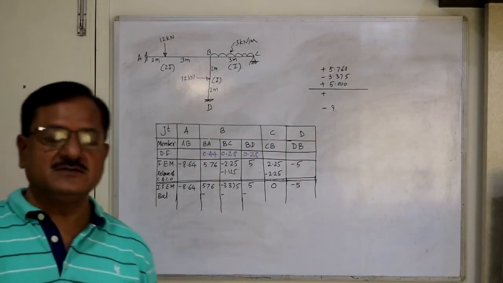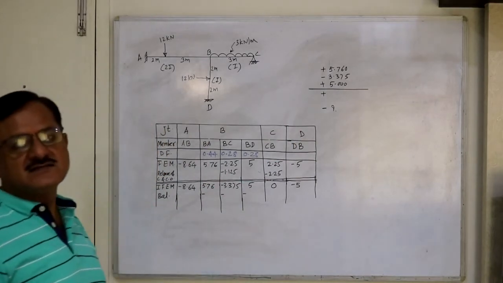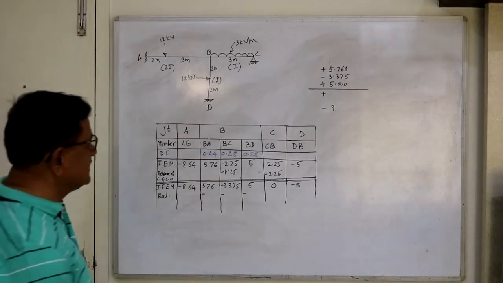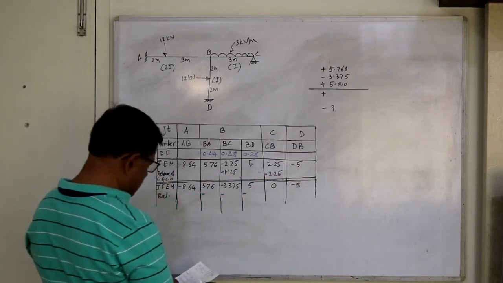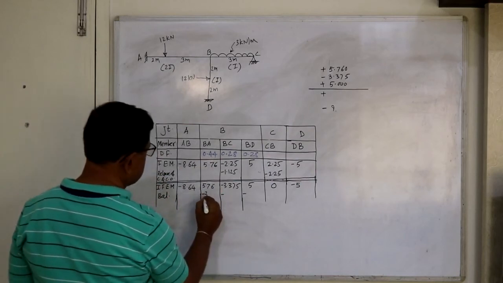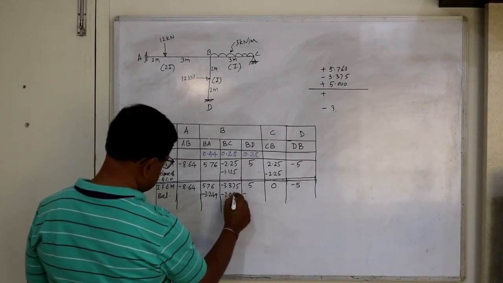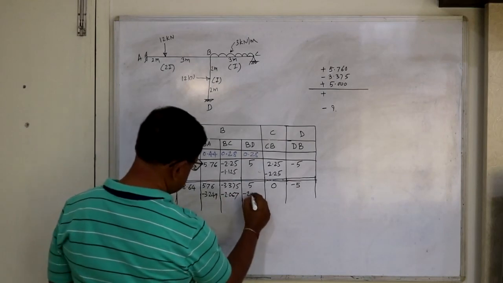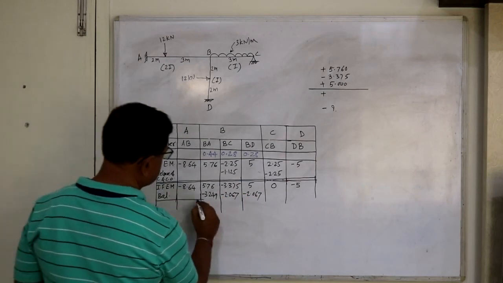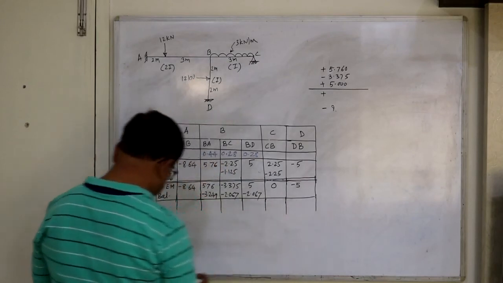Because our unbalanced moment is positive, we have to make it equal to 0. To balance the joint, the balancing moment should be equal and opposite, and that is negative. That moment is multiplied by 0.44. Here you will get 3.249. Here you will get 2.067 and 2.067. So the cycle is completed here, and the next step is carryover.